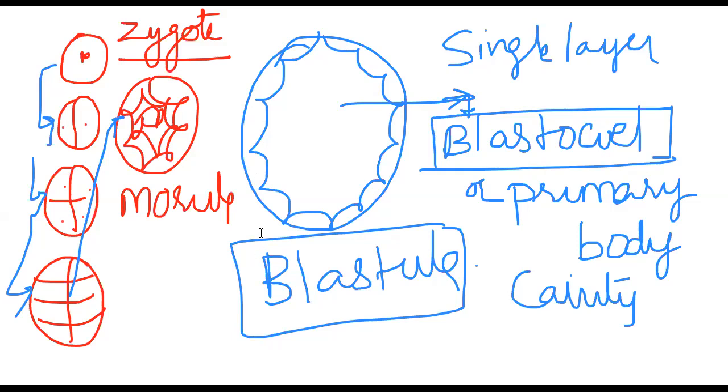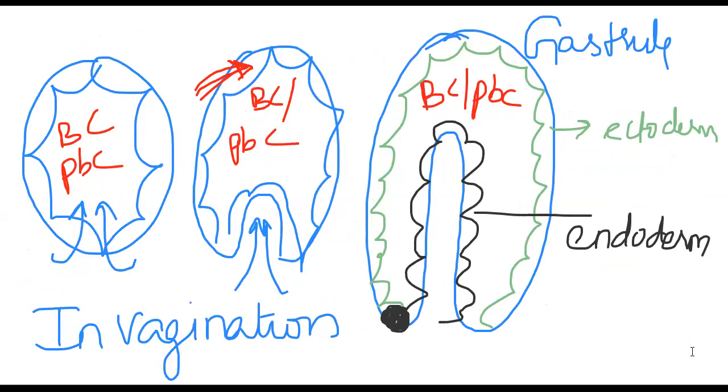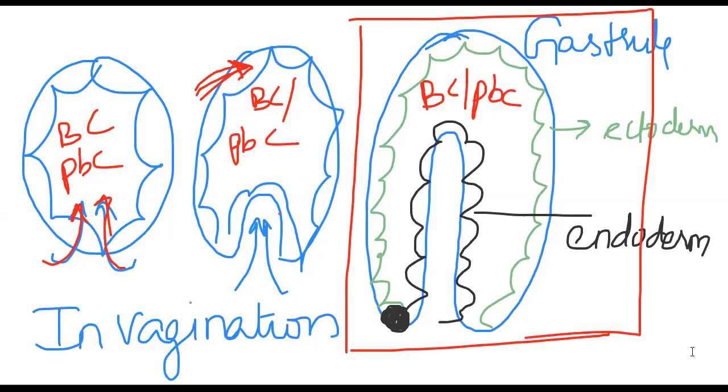And next, a cavity appeared here. That cavity that appeared in the blastula, we called it the blastocoel or primary body cavity. That is very important to remember. And then, when invagination occurs in the blastula, it results in the formation of a stage called the gastrula. This is the gastrula. So our hero is the gastrula here.